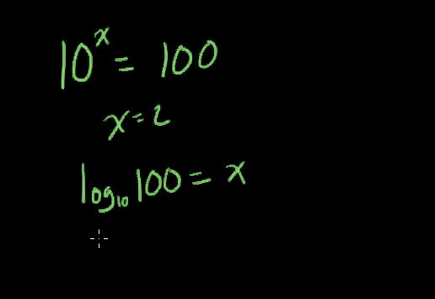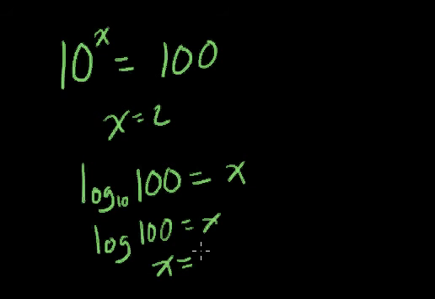Now, because base 10 is so common, we don't normally write the 10 there, so we just say log of 100 equals x, and this is understood to be log base 10, where 10 is taken to some exponent. If you did this on your calculator, you would hit the log button, type in 100, and your calculator will spit out an answer of 2. So again, this is an easy problem because you can do it in your head, knowing that 10 squared is equal to 100. But sometimes it's not that easy.